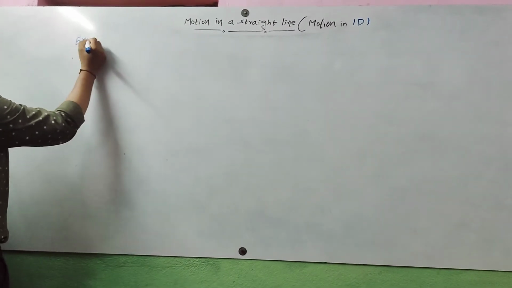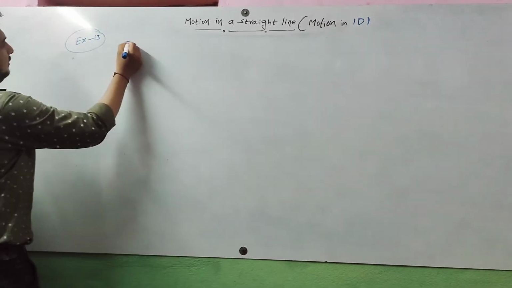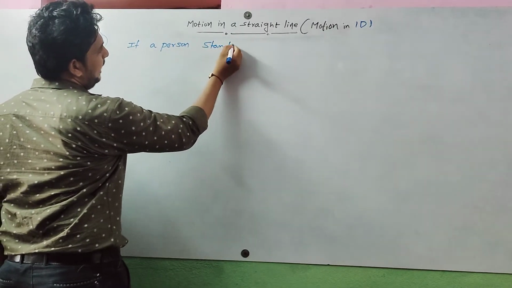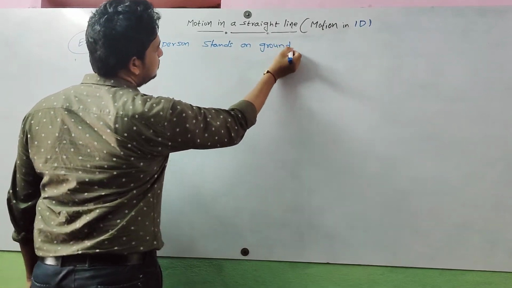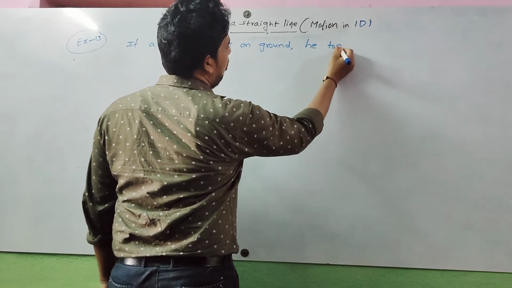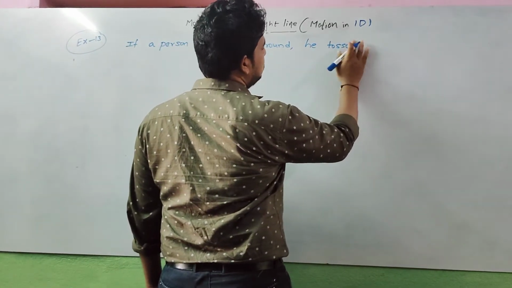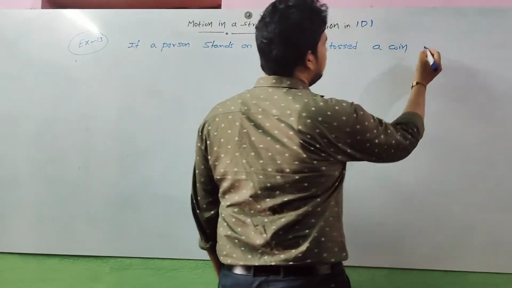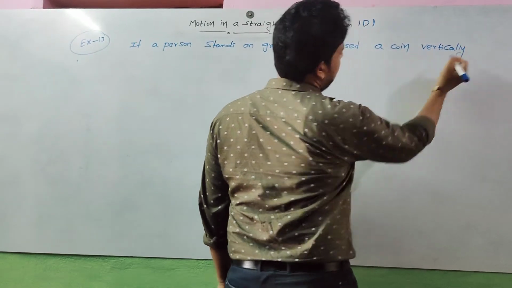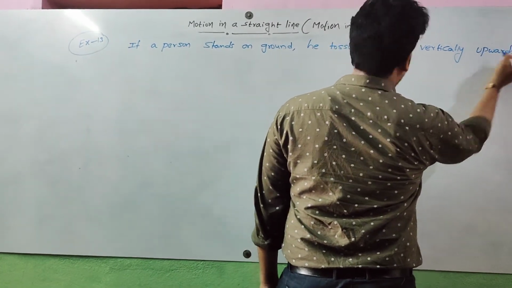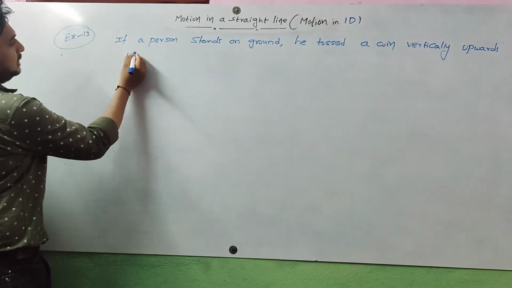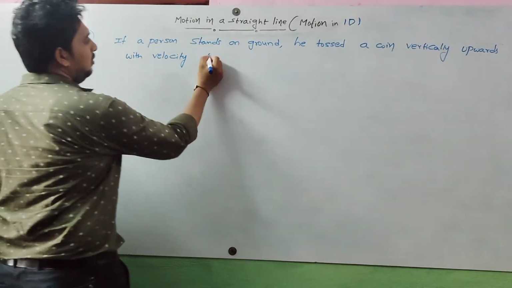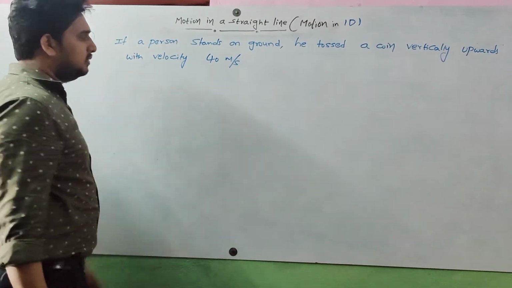Example 30. If a person stands on the ground, he tosses a coin vertically upwards with a velocity of 40 meter per second.